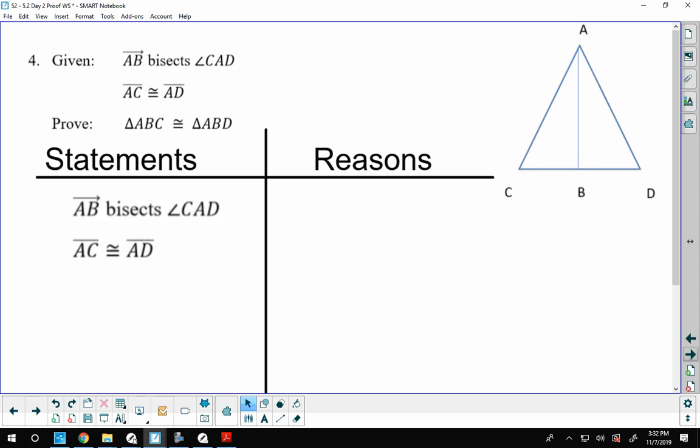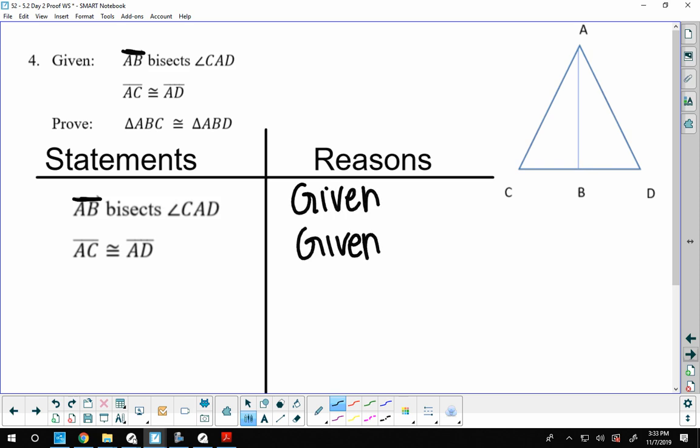Last, we have two givens. This should actually just say segment AB because it's not a ray. So segment AB bisects angle CAD, and side AC is congruent to side AD. And those are both givens. So let me mark the second one in my picture. AC is congruent to segment AD.